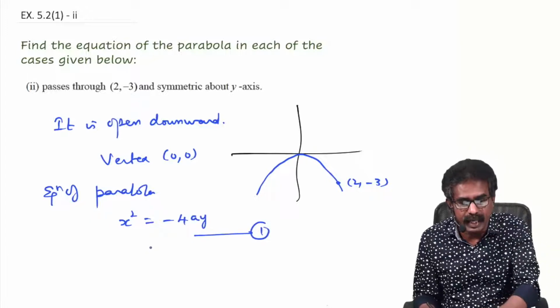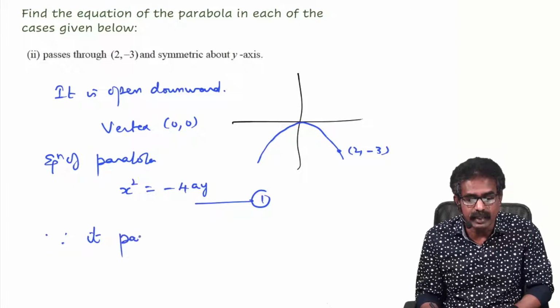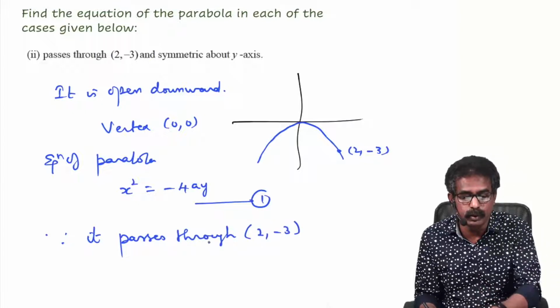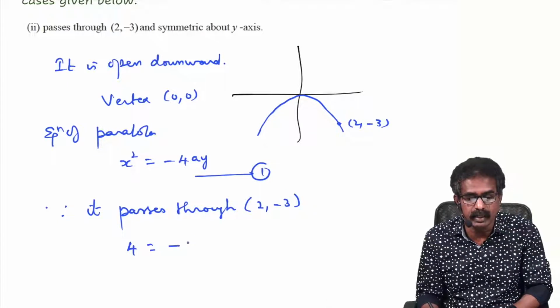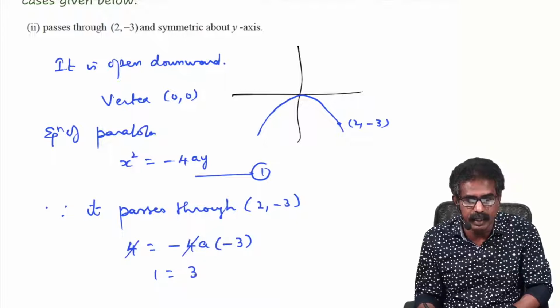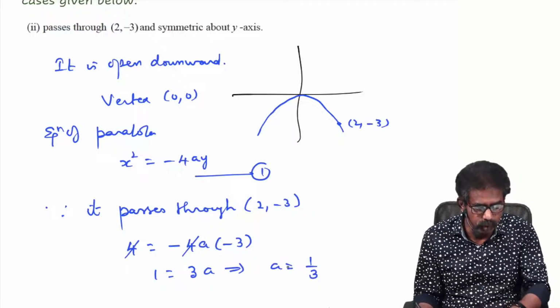What's the unknown? a. To find that a value, use the condition that it passes through the given point. It passes through which point? 2 comma minus 3. For x you put 2 and for y you put minus 3. 2 square 4 equal to minus 4a into y. What is y value? Minus 3. Cancel 4 on both sides. 1 equal to minus minus plus 3a, so you are getting a equal to 1 by 3.